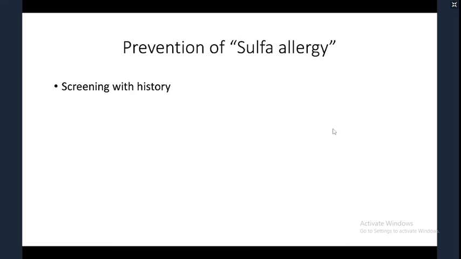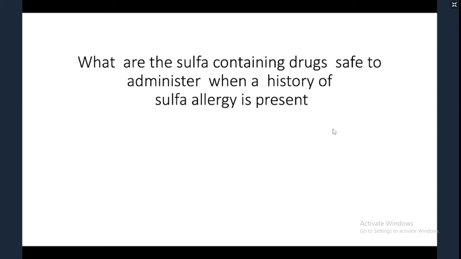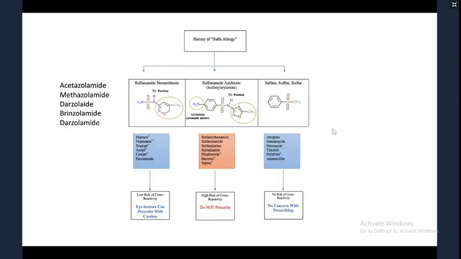Sulfur allergy, again, the same thing. You can screen with the history and also avoid the responsible drugs. So what sulfur containing drugs are safe to administer? If a person has given a history of sulfur allergy, you can't use sulfur drugs like Bactrim, Septrin, sulfadiazine for patients who have established sulfur allergy or sulfonamide allergy.